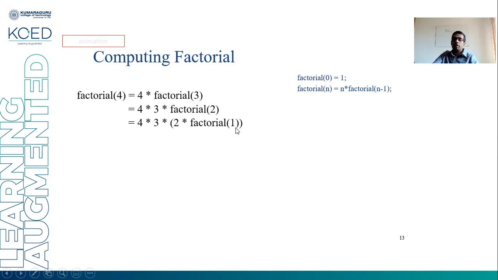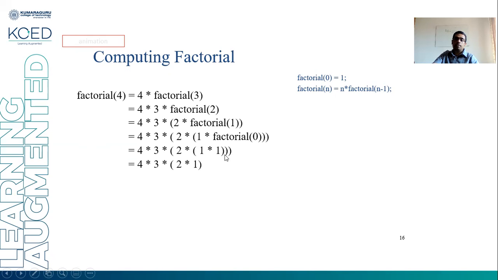Then how to calculate factorial of 1? It is 1 into factorial of 1 minus 1, that is 0, so 1 into factorial of 0. So here we have 4 into 3 into 2 into 1 and into factorial of 0. The value of 0 factorial equals 1. So you have 1 into 1, and the multiplication of 1 into 1 equals 1. Then the value 1 is returned from the call of factorial of 0.